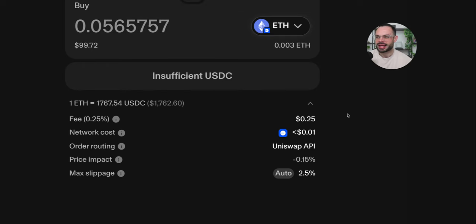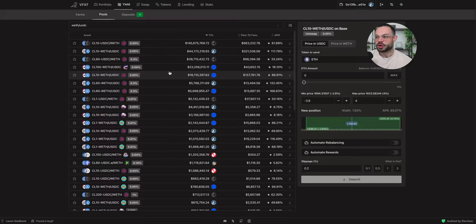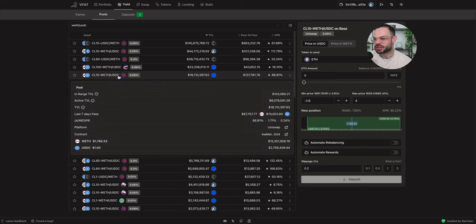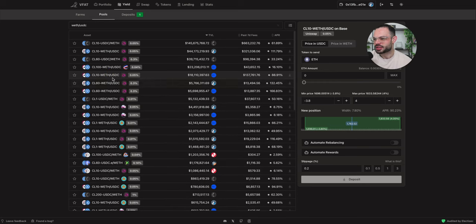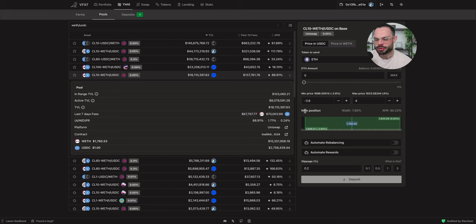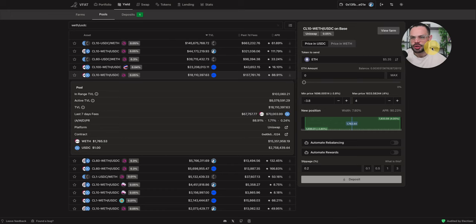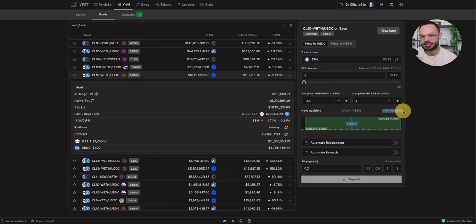Okay, again, if I jump over very quickly to VFAT, where we can see this pool in real time, you've got this WETH USDC pool here on Uniswap at the 0.05% fee tier. You've got other fee tiers listed here as well. But for example purposes, if I'm a liquidity provider who is putting my capital into this pool and providing liquidity at a concentrated range, we'll touch on concentrated versus full range in a moment, but you can see that I have the ability to earn up to 90% APR here for providing liquidity at just under an 8% concentrated range.